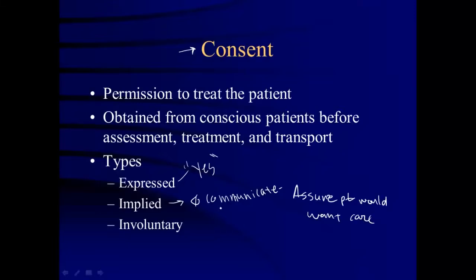Now, so they can't communicate. The other thing that they may not be able to do is provide consent. There are some rules about who can provide consent. Minors, for example, cannot provide consent. We treat them under implied consent.